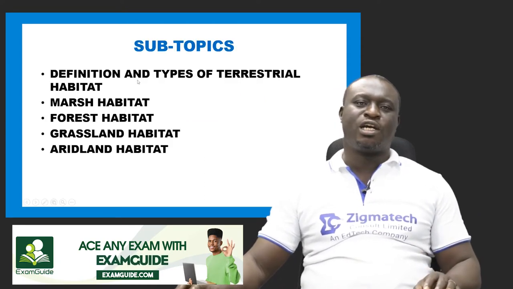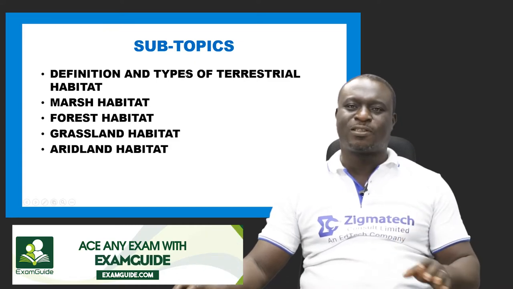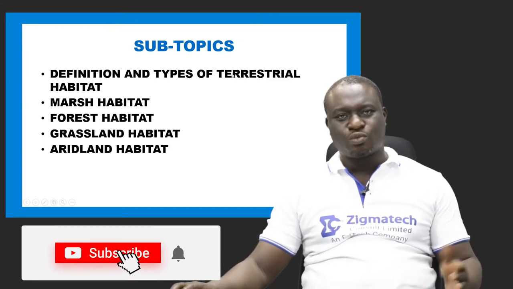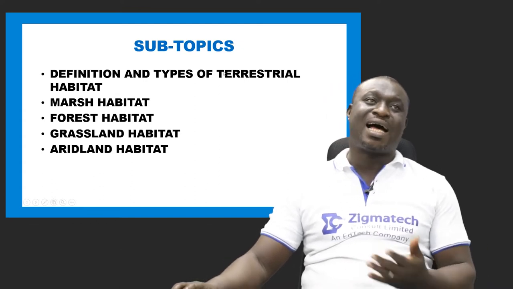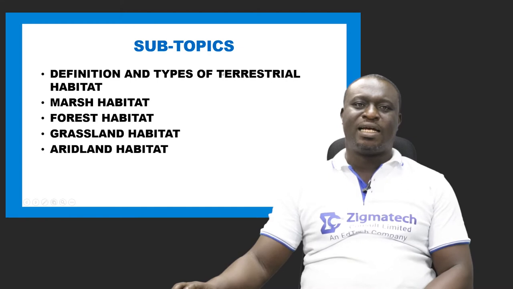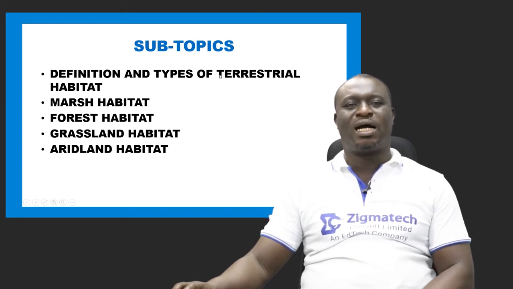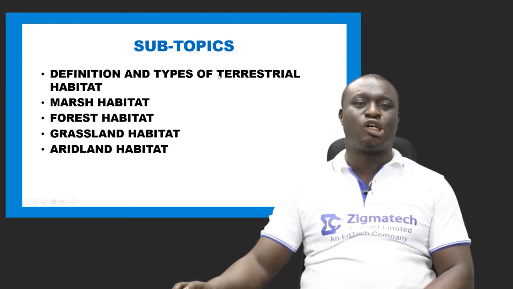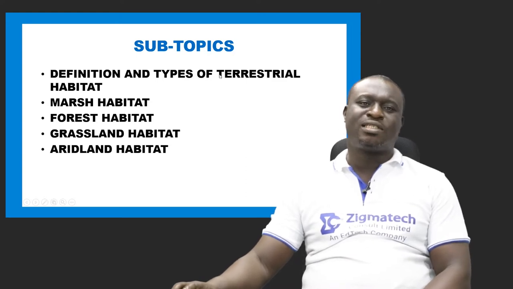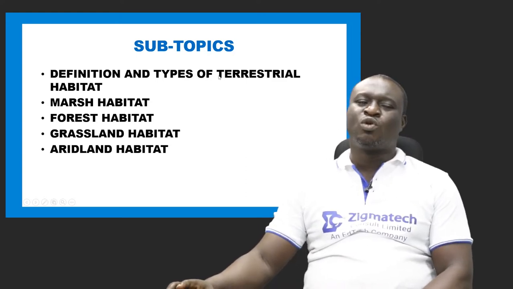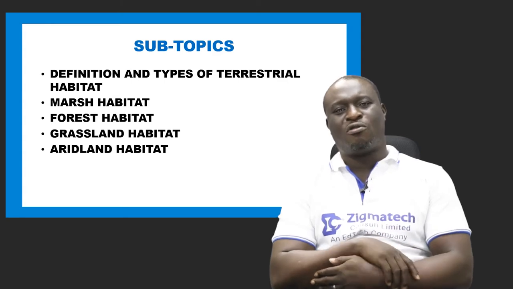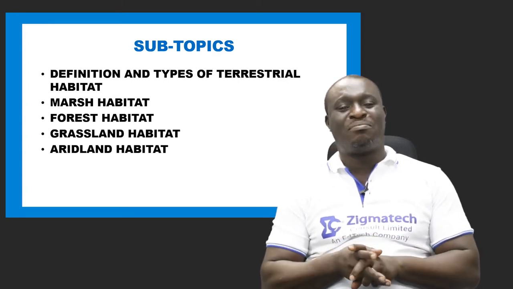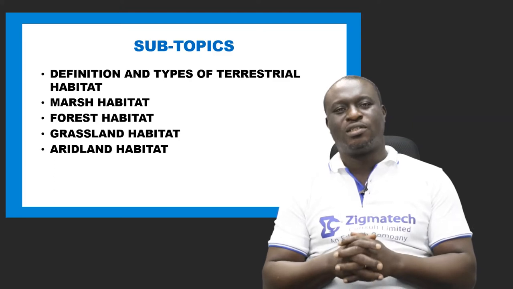Now, there are also subtopics to take note of. The subtopics include definition and types of terrestrial habitat. We're going to define what terrestrial habitat is. We're also going to be looking at the types of terrestrial habitats, which include marsh habitat, forest habitat, grassland habitat, and then arid land habitat. These are the four types of terrestrial habitat we will be discussing in today's class.